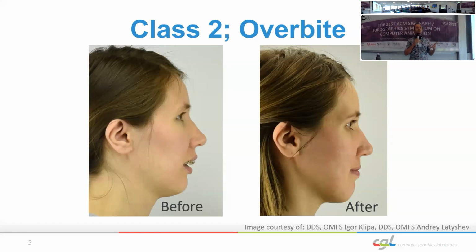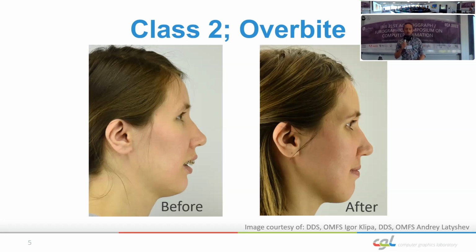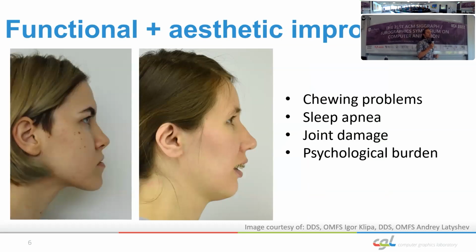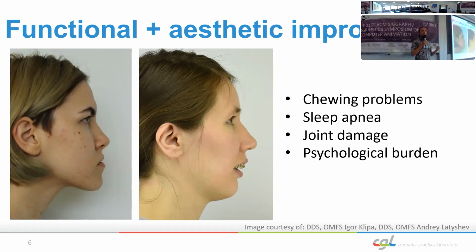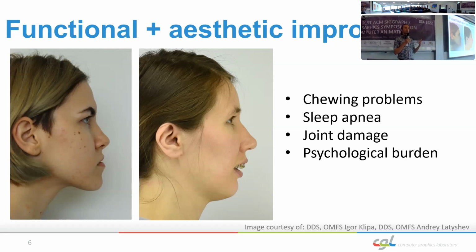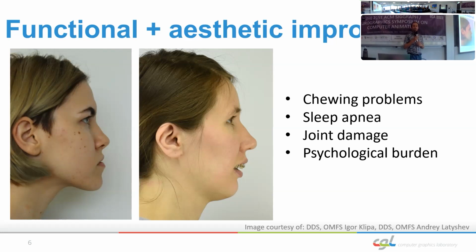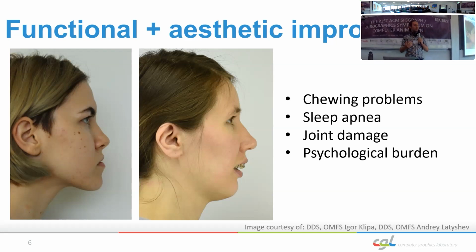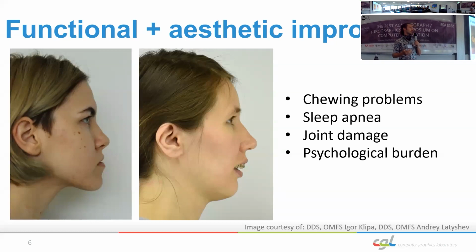It's also performed for facial asymmetries and traumatic injuries. And it has several benefits to the patients. So not only is it an aesthetic surgery, it also alleviates problems that occur from heavy malocclusions such as chewing problems, breathing difficulties, and chronic joint damage. So the question is, these are quite scary surgeries. How can we plan them accurately, effectively, and make the patient comfortable?